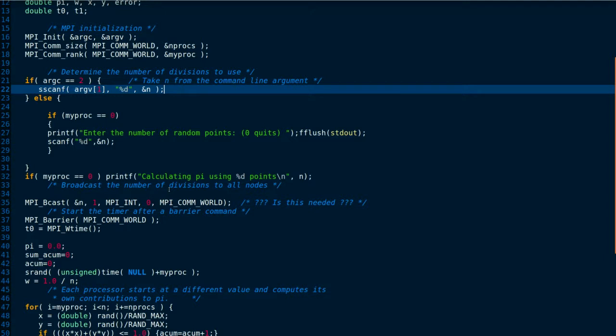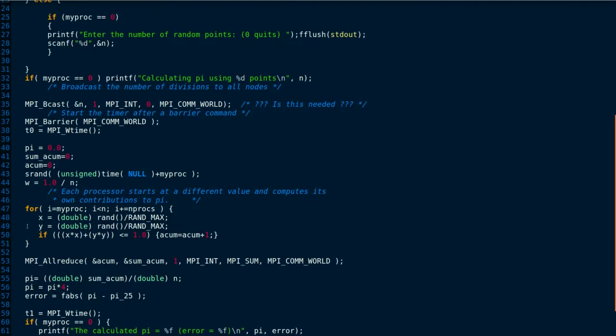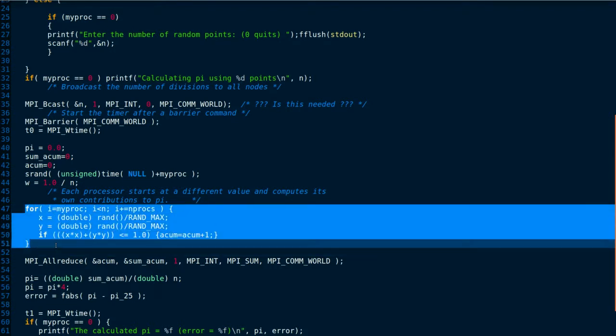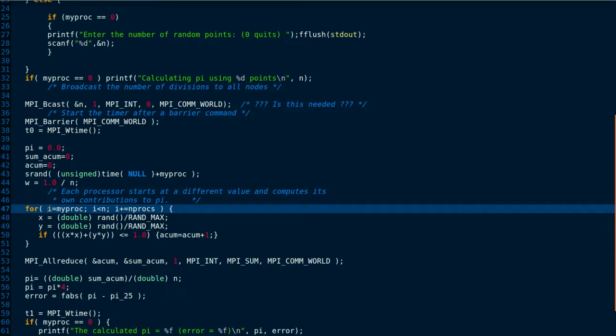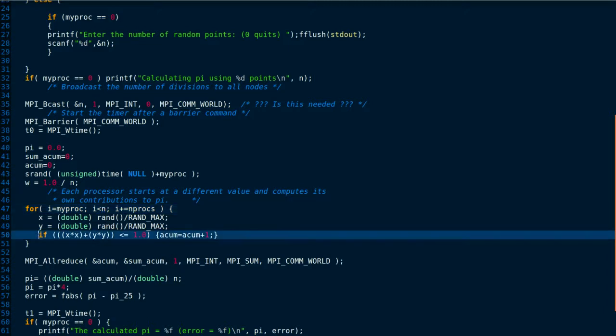So we're going to parallelize the whole iteration of the points. Here in line 47 we have a for loop that's going to distribute uniformly across all the processors the number of points we want to calculate, that is n. Basically we generate an x and y value using the random library of C, and we make a counter of the points that are below the area that we want to calculate. In this case, this is the curve x squared plus y squared, and acum is our counter of the points that are in the circle.